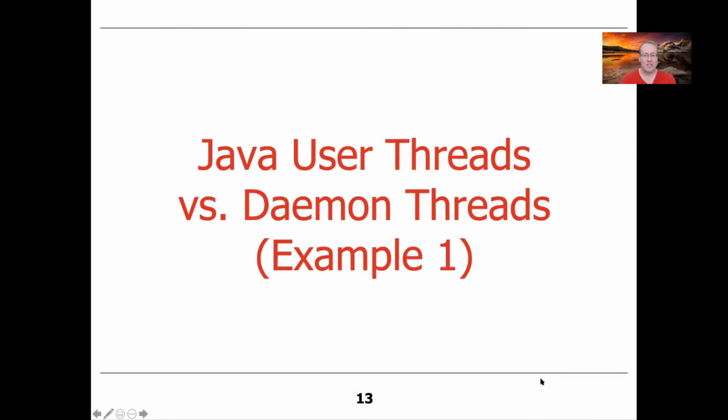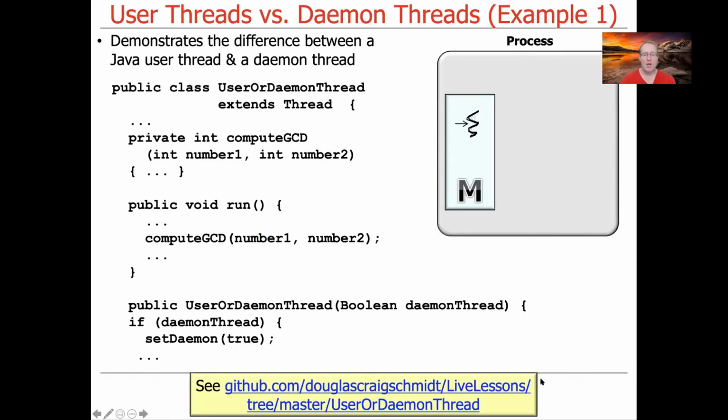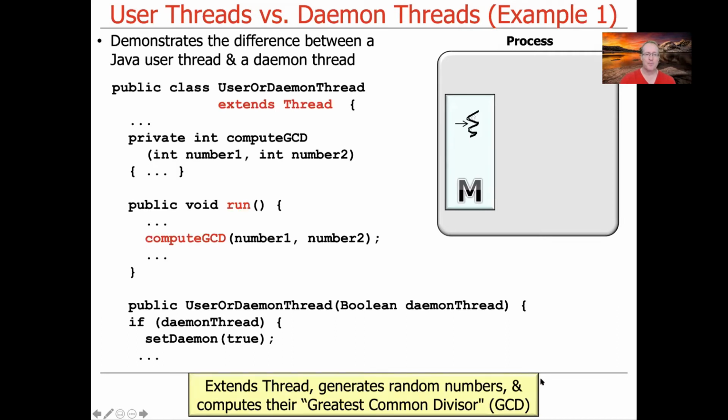So let's go ahead and take a look at some examples of user threads versus daemon threads. This will give us a chance to walk through some code. The first example we're going to look at is in my GitHub repository. It's called user or daemon thread, and it's going to be used to demonstrate the difference between a user thread and a daemon thread. I'll quickly walk through at a high level what the program's about, and then we'll go take a look at the code. This particular example extends the thread class.